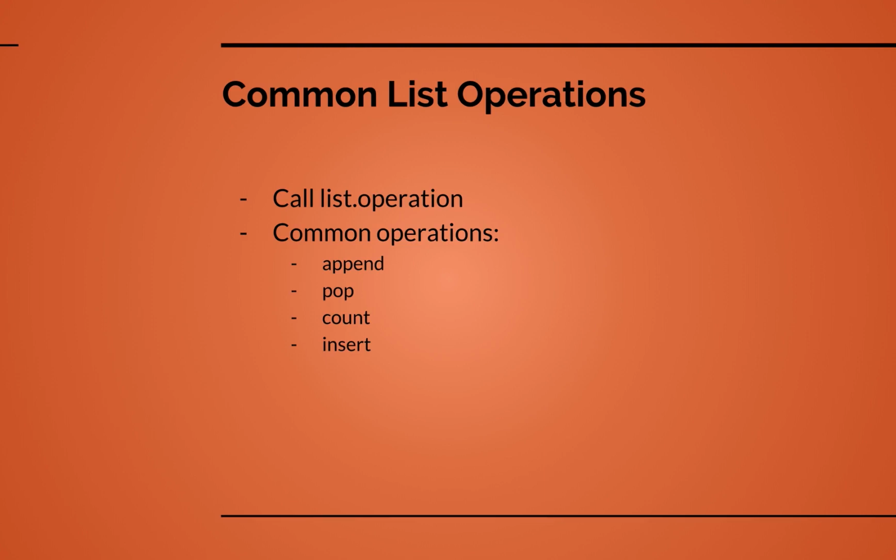So appending is just adding elements to the end. Popping is removing an element from the end, or I think we can specify a certain index too. Count is just retrieving the number of elements in a list, and inserting is placing a new element at an index in the list. One last thing I want to end up on is that lists in Python are mutable.